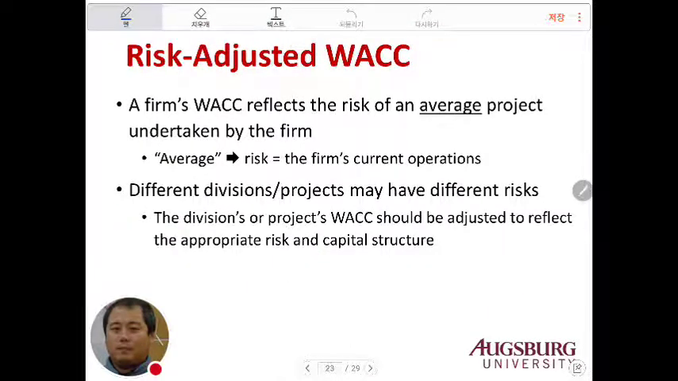Now, the problem is each project has different risk. Now, how to determine each project's WACC, not just the average WACC. This WACC just reflects the average project, but each project has a different level of risk. We need to adjust it. So this is called the risk-adjusted WACC.